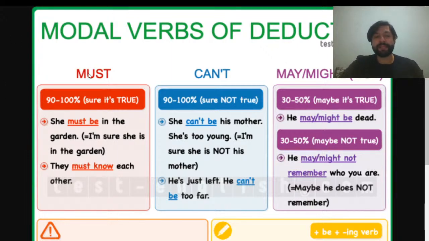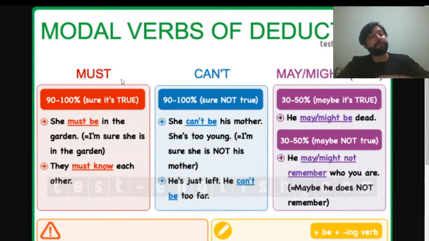So remember that must is very strong, 90-100% true. Like, she must be in the garden, I'm sure she's in the garden. Or they must know each other. They are talking, they are laughing, they are sitting at a coffee shop together, so they must know each other.